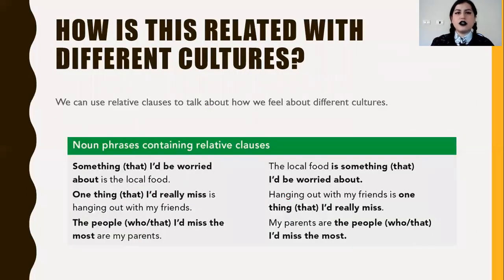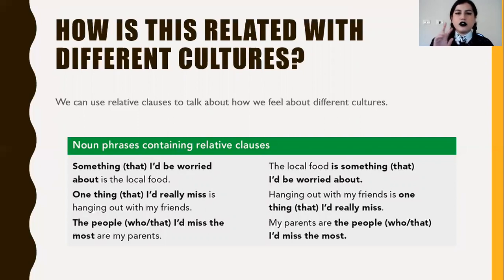Now, how is it related to the topic that is talking about different cultures? We can use relative clauses to talk about how we feel about different cultures. So for example, something I'll be worried about is the local food. Or we can also have something that I'll be worried about is the local food.